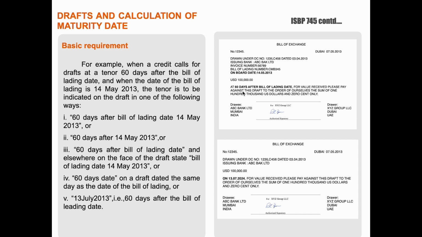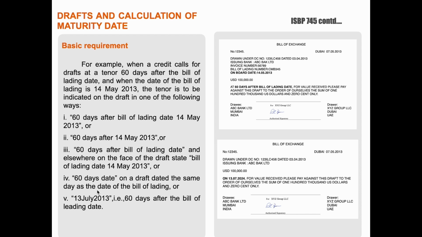Let's say here, instead of 60 days after bill of lading date, it's simply mentioned as 60 days after date or 60 days date, and the date is mentioned as 14/5 instead of 7/5. It means the maturity is 60 days from the date of bill of exchange. So this is how we have to interpret that.